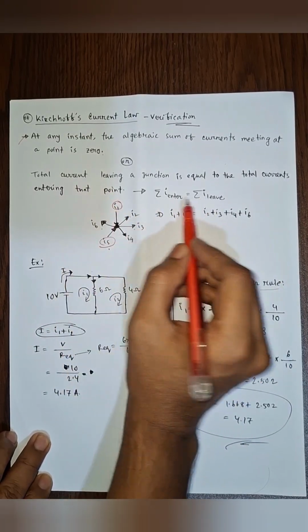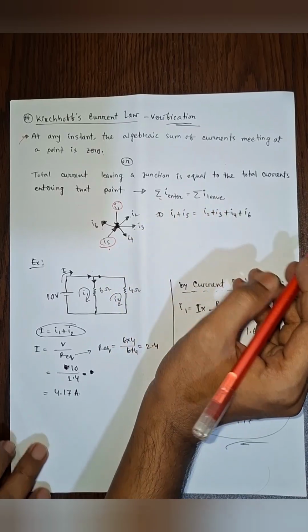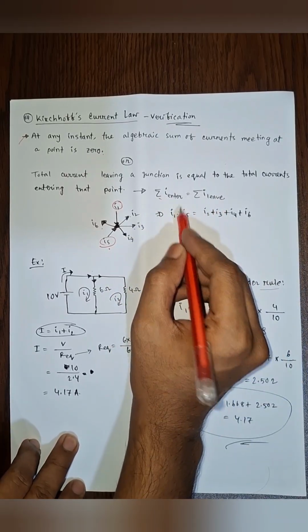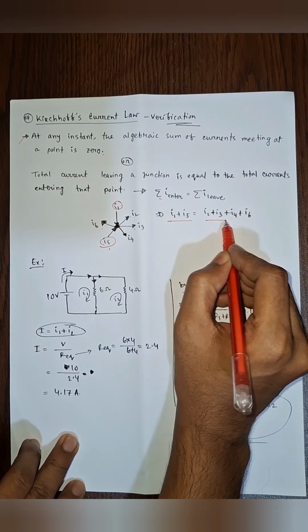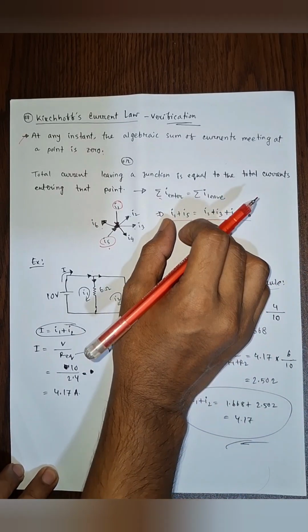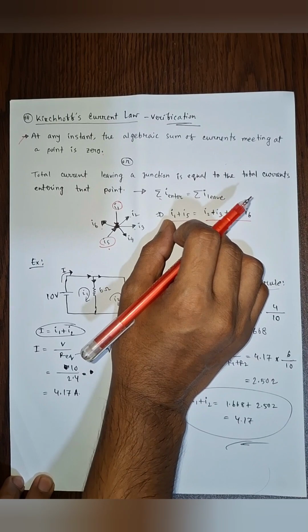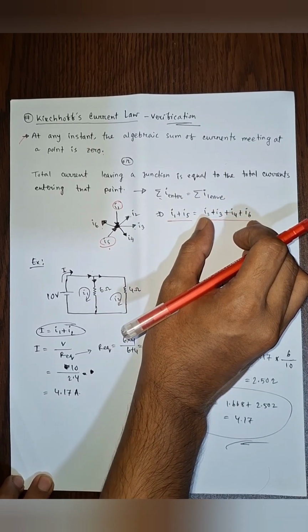from the definition, we can write summation of I entering equals summation of I leaving. The entering currents are I1 plus I5, and the leaving currents are I2 plus I3 plus I4 plus I6. So the current of I1 and I5 will be equal to the leaving current.